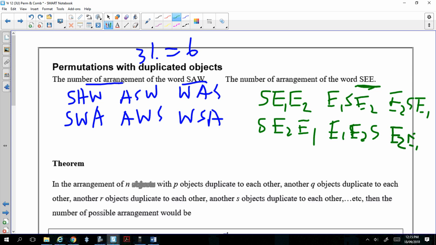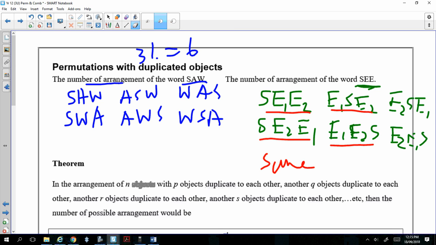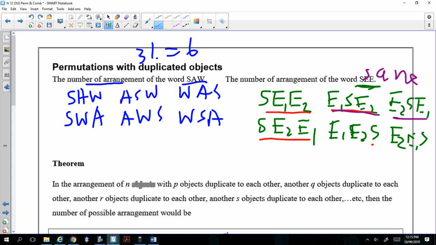Okay, so there's still 3 factorial ways, but the problem is that the 2 E's are the same. So these 2 are the same. These 2 are the same. Sorry, I mean these 2 are the same. And then these 2 in purple, these 2 are the same. And then you got these 2 are the same. So therefore they're exactly the same. Okay, so they're not 6 ways, but 3 ways, isn't it?